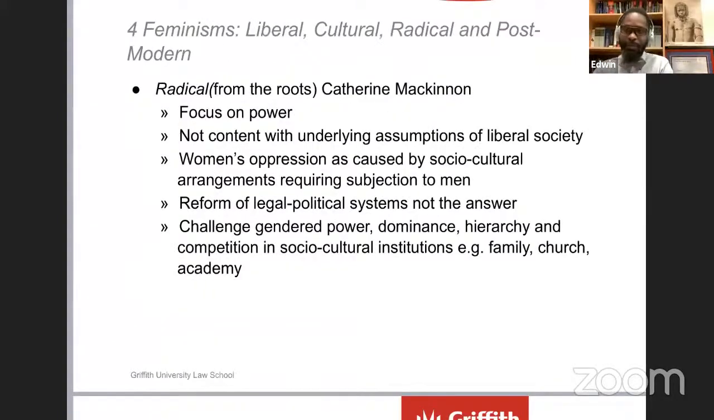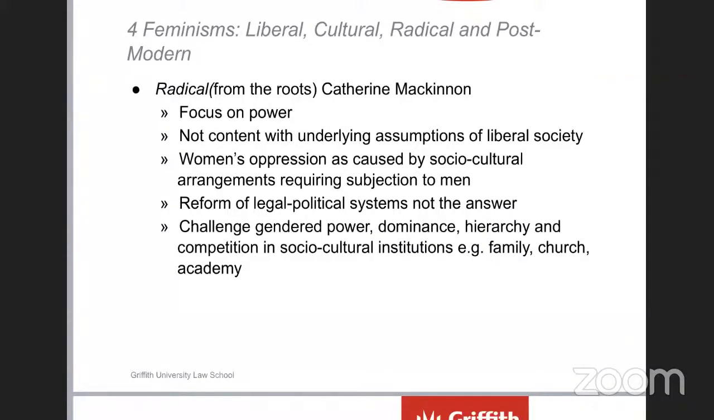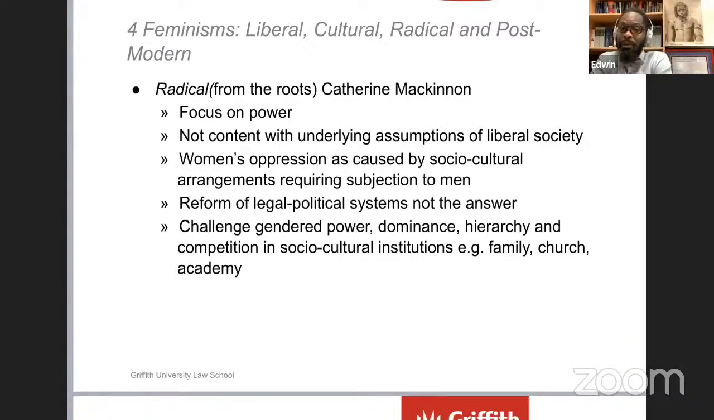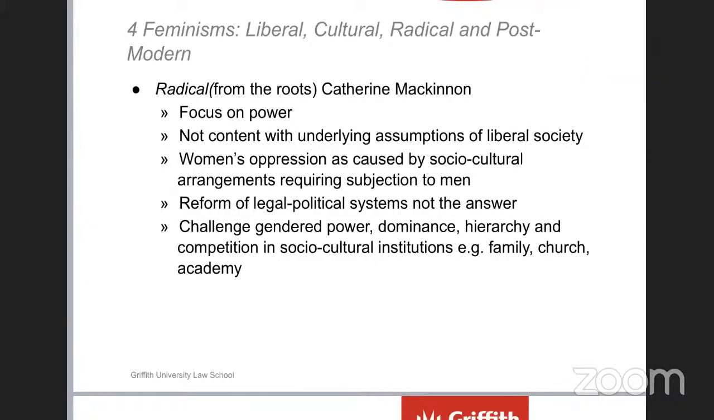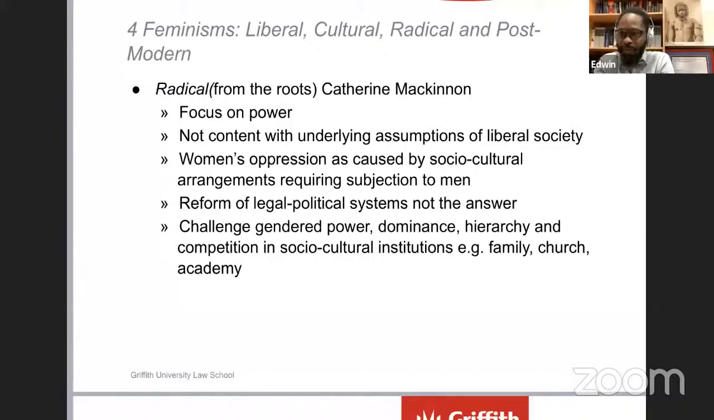Whereas radical feminism, Catherine MacKinnon is probably the most famous exponent of this school, focuses on power and power relations. And therefore, while appreciating the contributions of liberal feminism, they're dissatisfied with the underlying assumptions of liberal society, basically around formal equality. Okay, and they make the critique that women's oppression is caused by socio-cultural arrangements, which require subjection to men. So in other words, it's not just legal, political, it's also social, cultural. You cannot just change the law and provide equality on paper and expect that society will follow, which is why they say that mere reform of legal and political systems is not the answer.